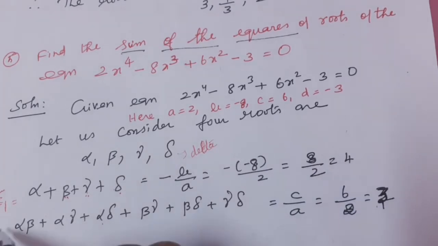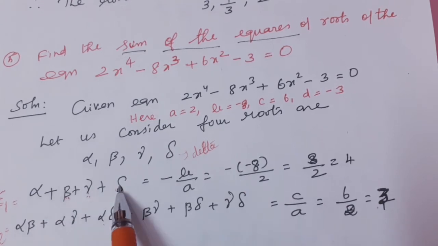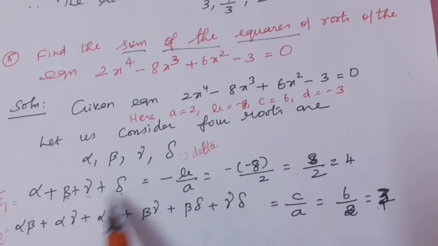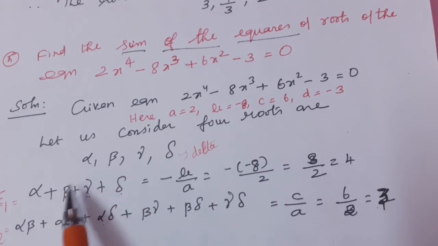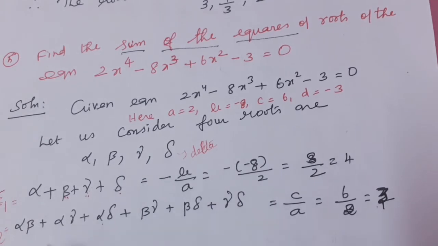Again, summation of 2 is nothing but what? Alpha beta, alpha gamma, alpha delta. Without memorizing, you can easily find alpha beta, alpha gamma, alpha delta. Again, beta gamma, beta delta. The balance is what? Gamma delta. Totally 6 units: 1, 2, 3, 4, 5, 6.